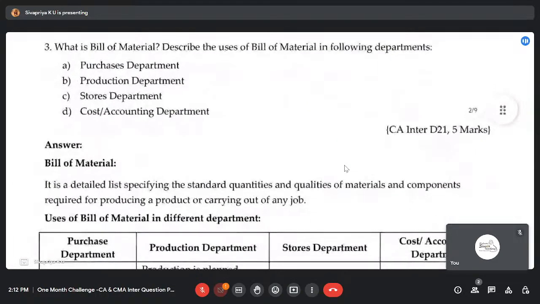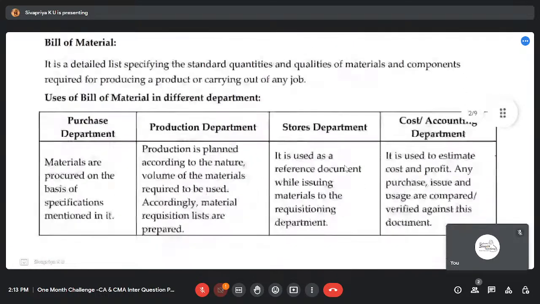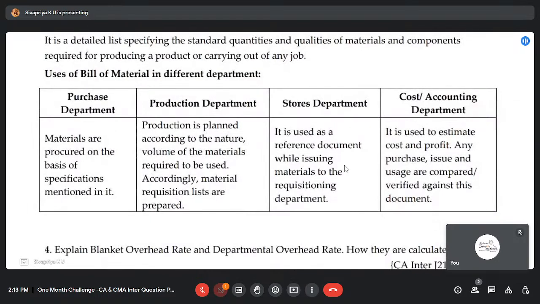The next is bill of material, and describe the uses of bill of material in the following departments. Bill of material refers to the list of the materials which are required to manufacture a particular product. It specifies the standard quantities and qualities of the materials and components required for producing a product or carrying out a job. The purchase department will procure the materials based on the bill of material.